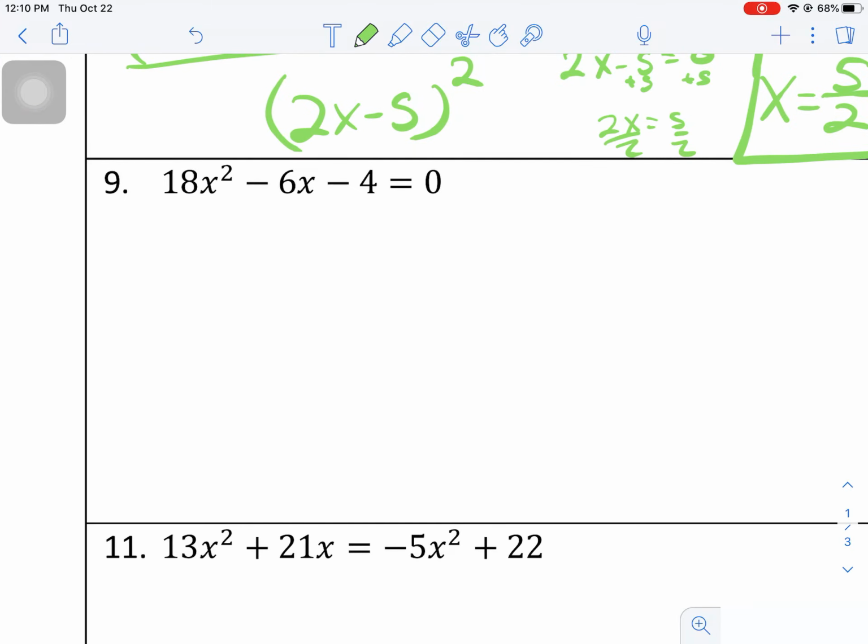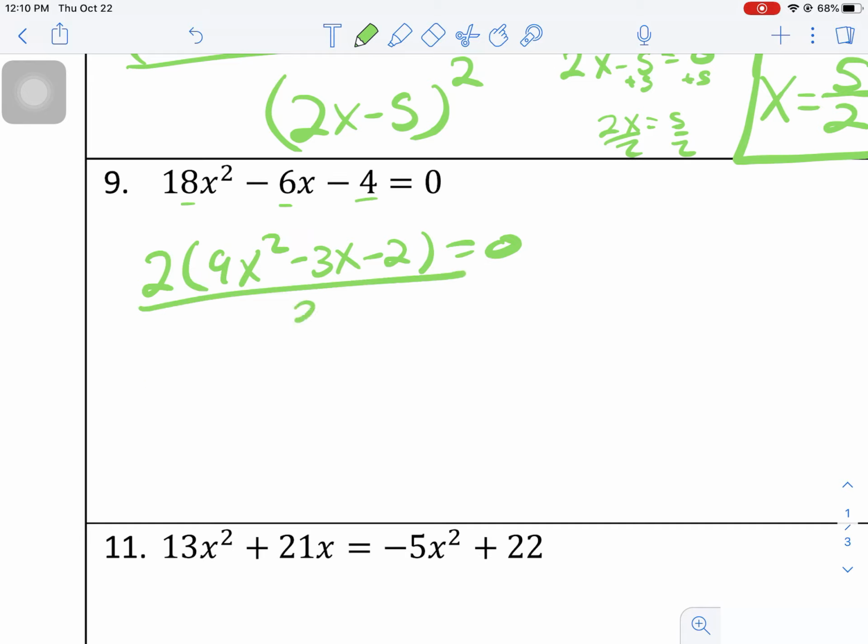Number 9. It looks like greatest common factor comes out, and it looks like it's 2. So we pull 2 out. That would give us 9x squared minus 3x minus 2 is equal to 0. So we have options here. Let's divide that 2 off, make it a little bit more simplified. So that's 9x squared minus 3x minus 2 is equal to 0.